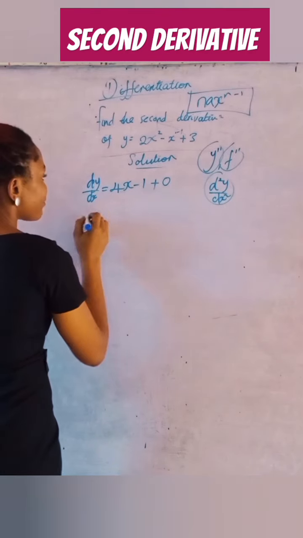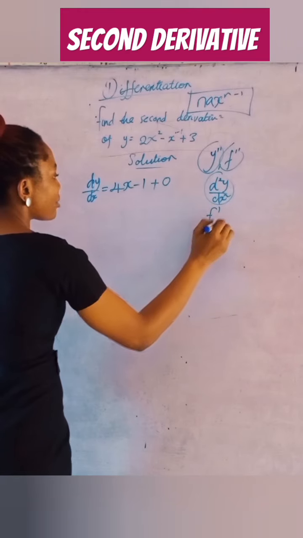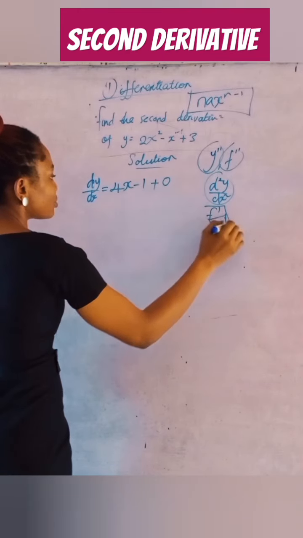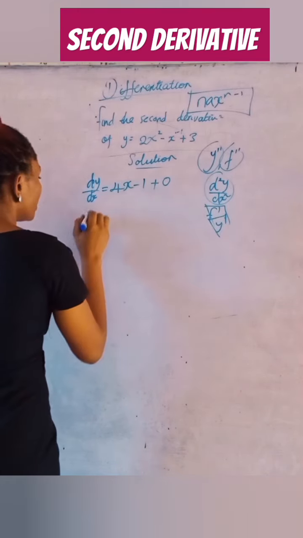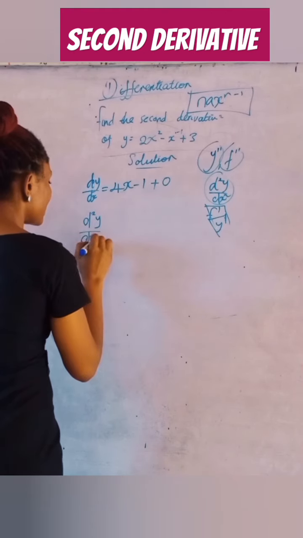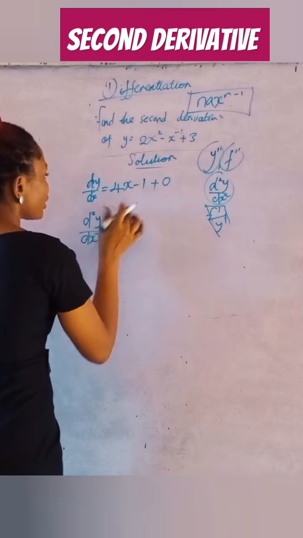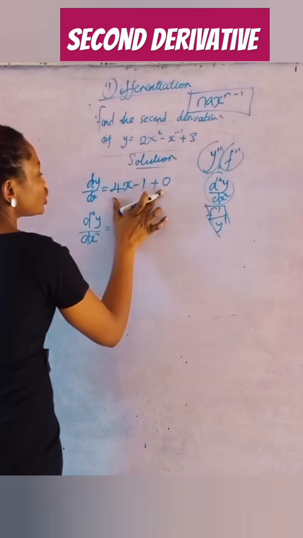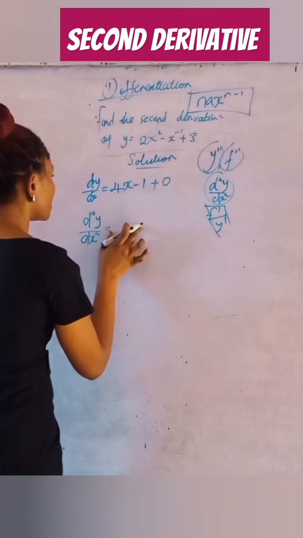Now, this is the first derivative, which is f prime or y prime, depending on the textbook you are consulting. Now, for the d²y over dx squared, we are going to be working on this now as a new function. Now, apply the same law to differentiate.